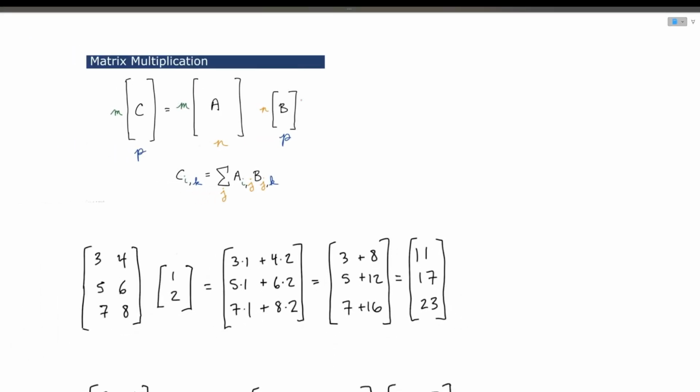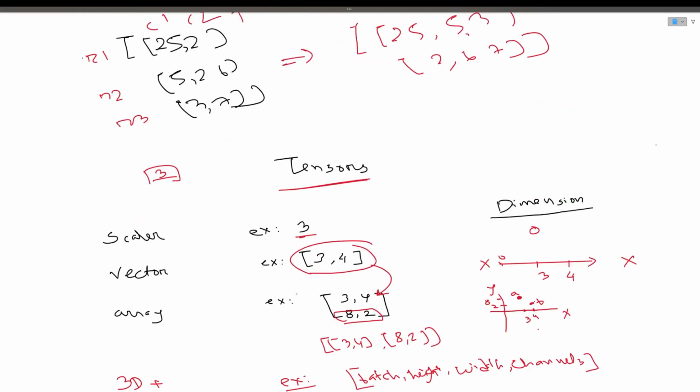Okay, now let's start our main topic today, which is matrix multiplications. So what is a matrix? As a whole, you have just seen a moment back, which was our array, right?